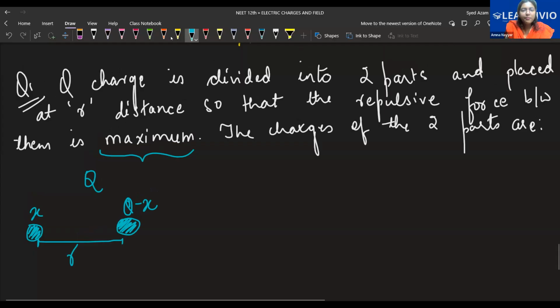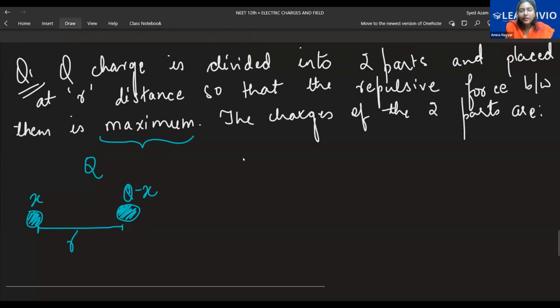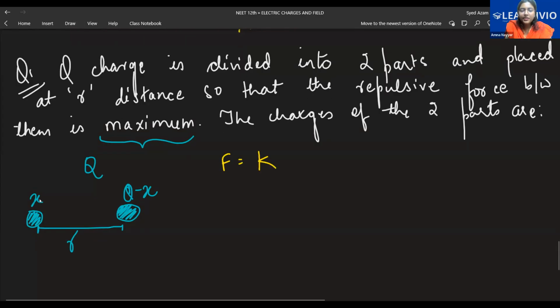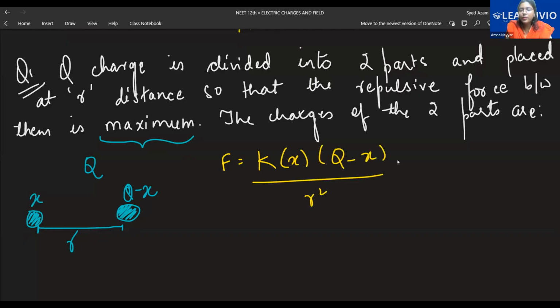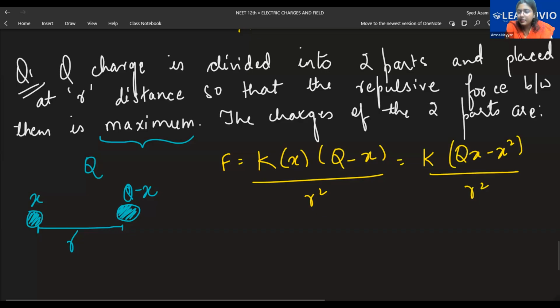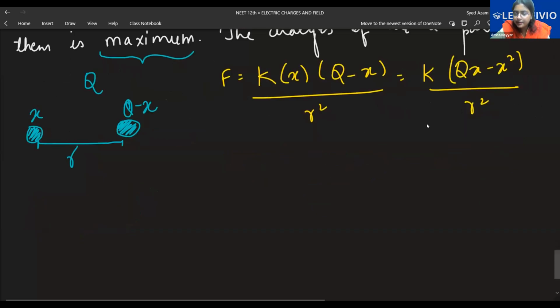So applying Coulomb's law, F is equal to K. First charge, I have assumed it to be X. Second charge is Q minus X, divided by R square. So if I just multiply this, it becomes K times Qx minus X square, divided by R square. Tell me, have I written it correctly till here? This is how it has to be written.